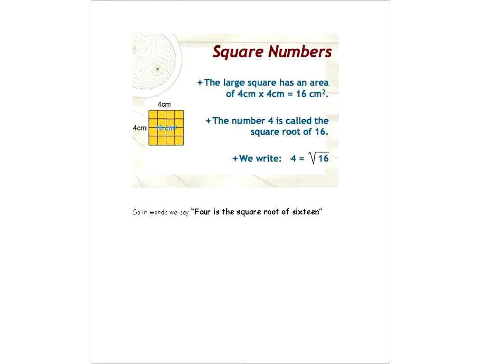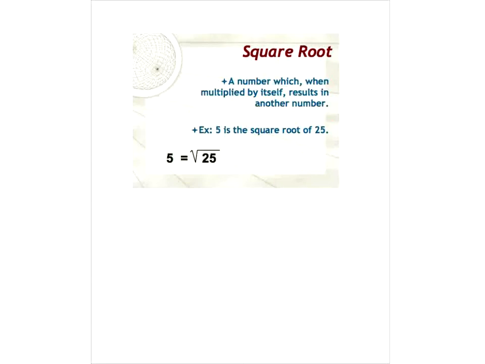Okay, so when we say 4 equals the square root of 16 in math symbols, this is how you say it in English, right? And again, I know this is a review for you guys. Okay, so again, a number which, when multiplied by itself, gives you another number. So 5 is the square root of 25.